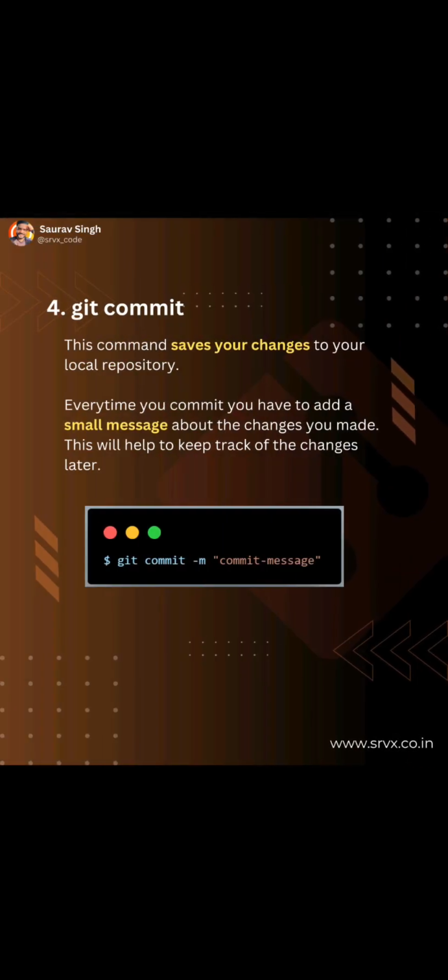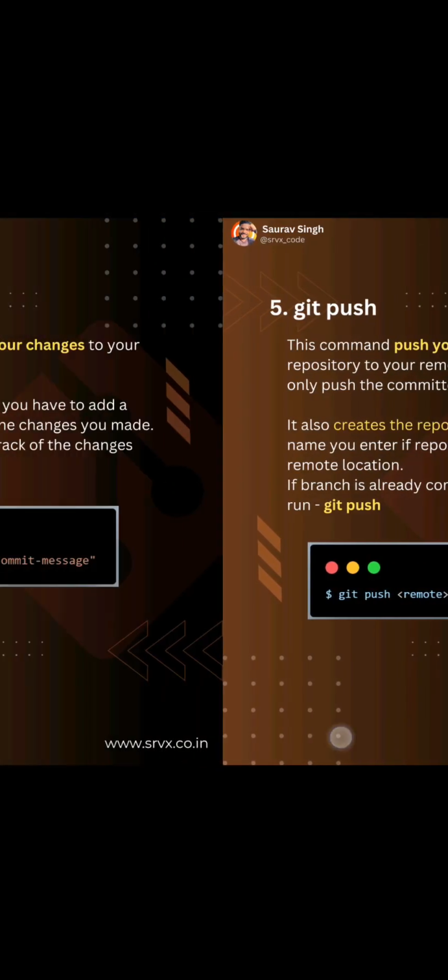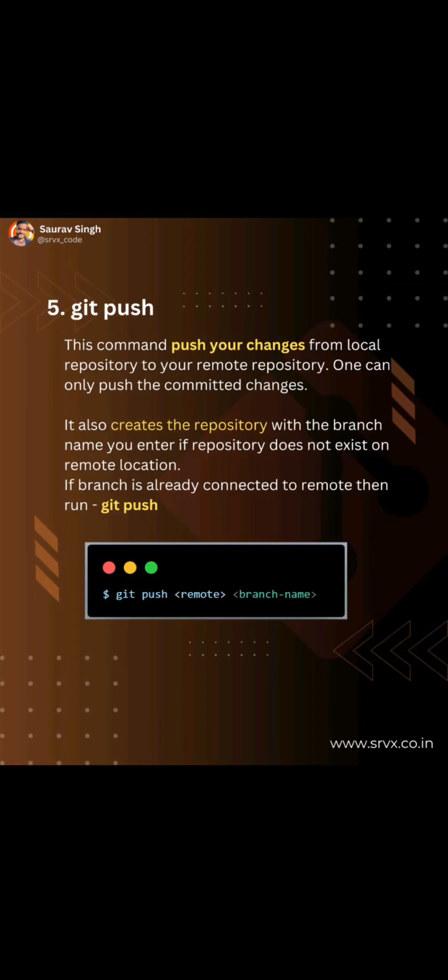Then after the very first git command, the git commit command, we have to push the code which is already saved in the repository. We have to push the code in the repository. So for that we are using the git push command. Git push pushes your changes from the local repository to the remote repository.